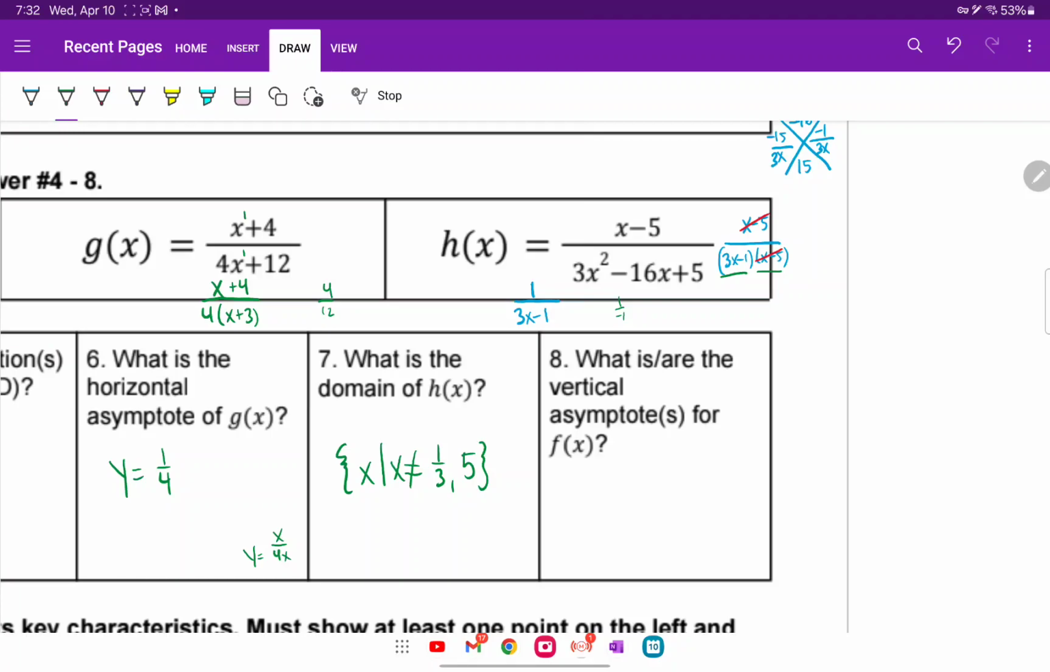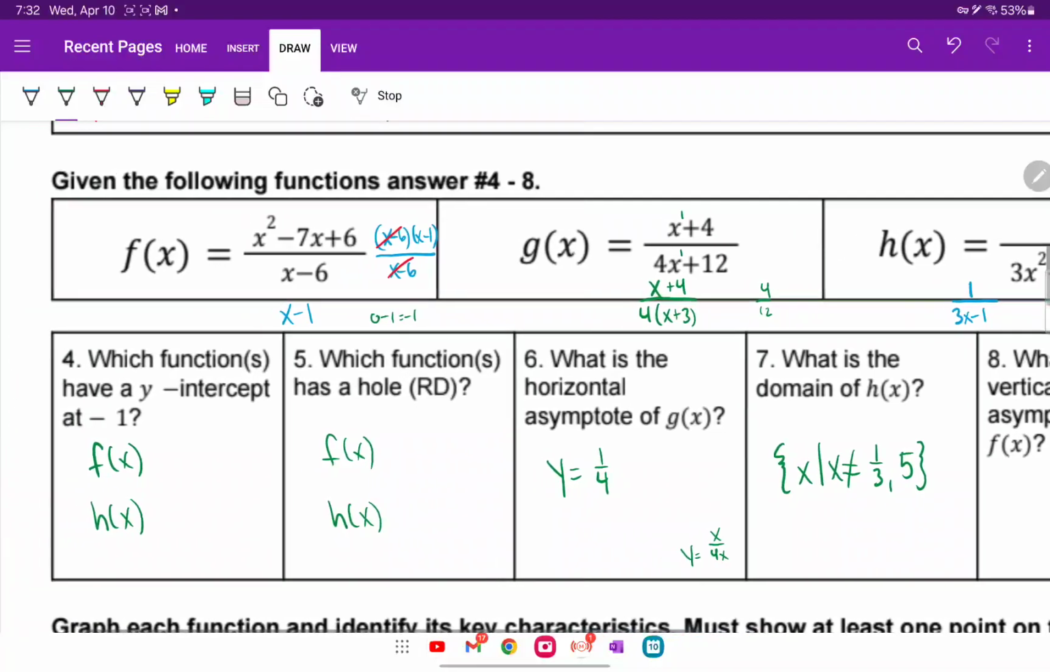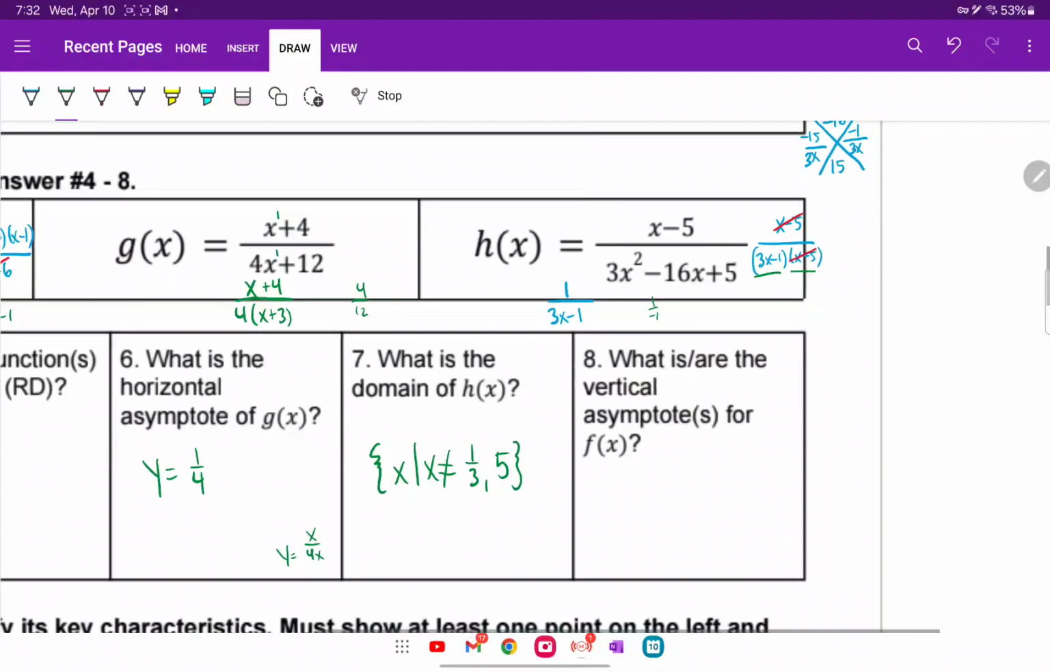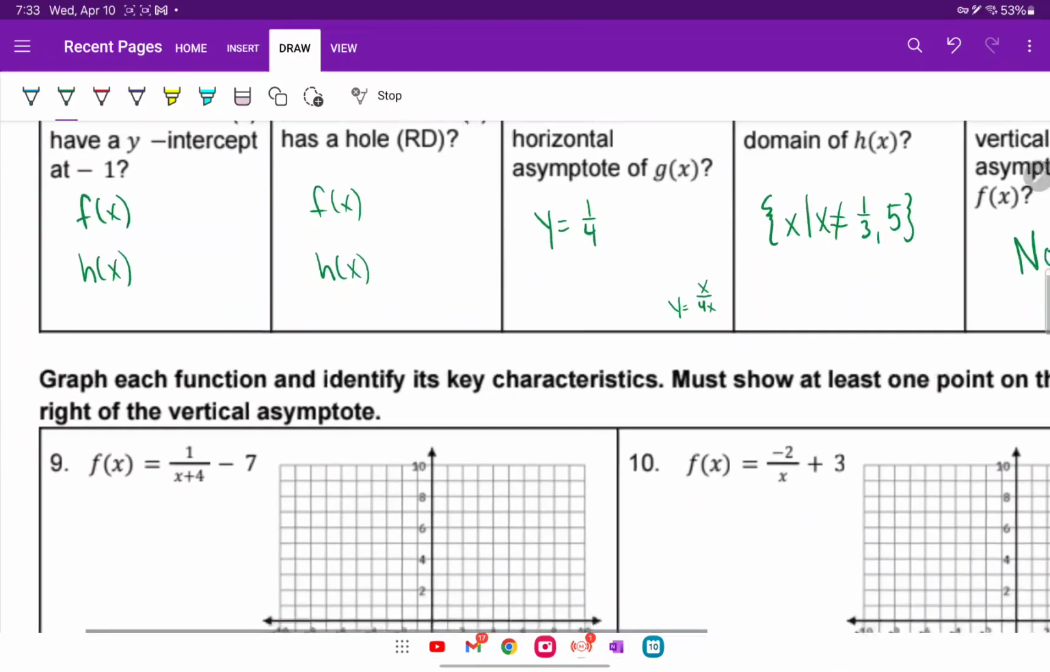Number 8 says, what are the vertical asymptotes for f of x? Well, for f of x, when you simplify the equation, you get x minus 1. But here, we have no denominator. So in terms of our asymptotes, there are none. All right, let's continue on.